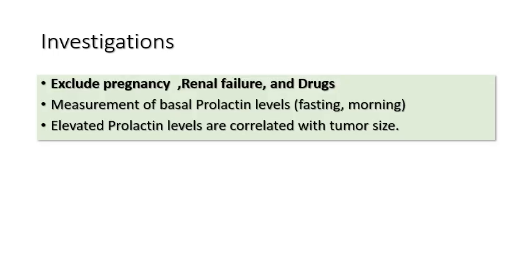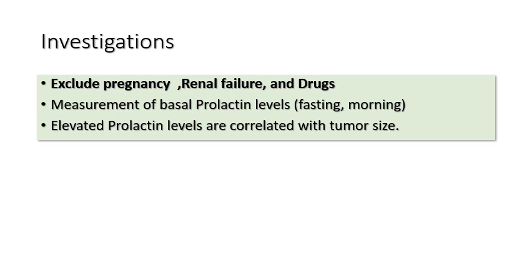And so how do we investigate patients suspected to have hyperprolactinemia, for example, a female patient presenting with galactorrhea, amenorrhea, and infertility? The first investigation starts by exclusion of pregnancy by simply doing a pregnancy test, and exclusion of renal failure, and also exclusion by history of offending drugs that may be responsible for the hyperprolactinemia. After that, simply measure the basal prolactin level. This should be measured in the fasting state in the early morning, importantly.